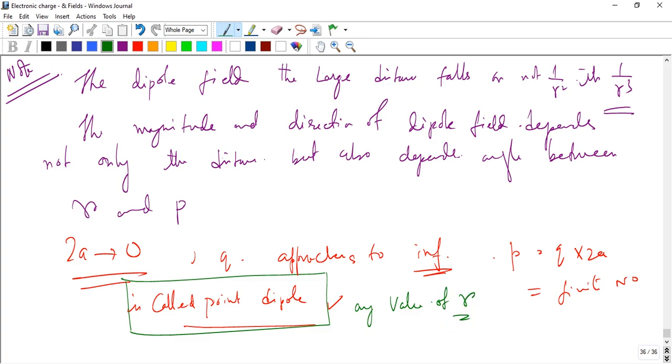Okay. So next class we discuss the physical significance of the dipole, and what will happen when a dipole is placed in an electric field. These two points and solving some numericals.